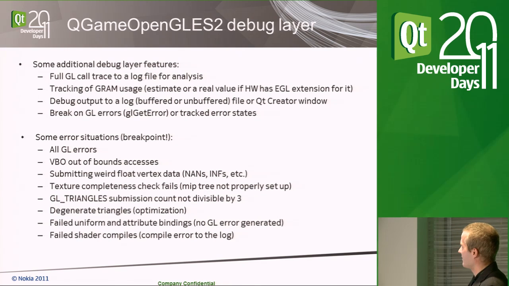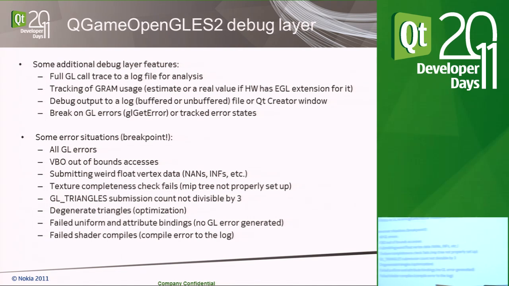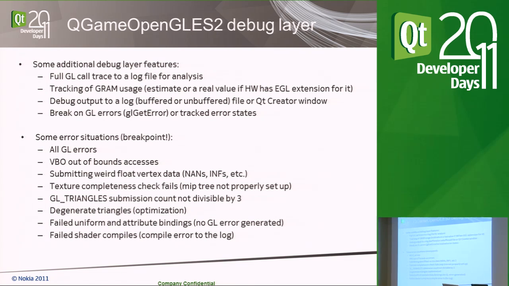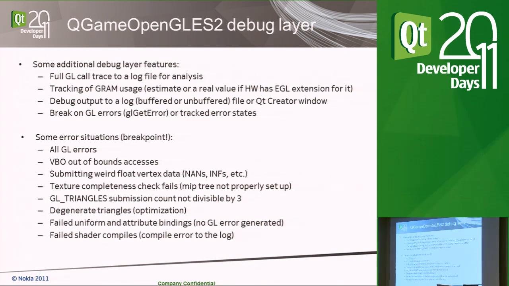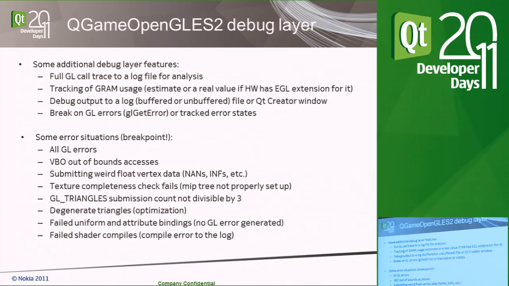There are some additional features, but I'm not going to go through all of them. The documentation basically explains what kind of debug features there are with this API, but I'll just highlight a few. For example, there's graphics memory usage tracking that, in S6, uses the EGL extension, the Nokia extension that Mika mentioned. So you can just see from the debug output how much graphics memory you are using.